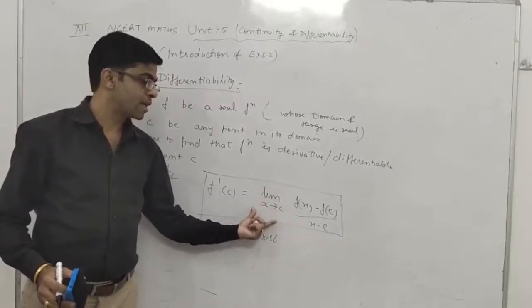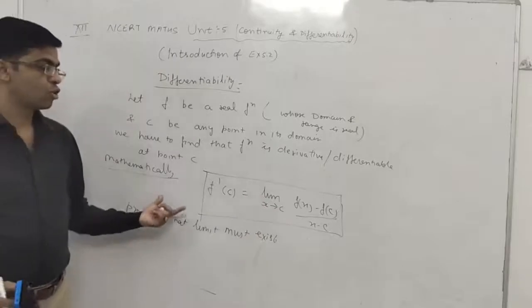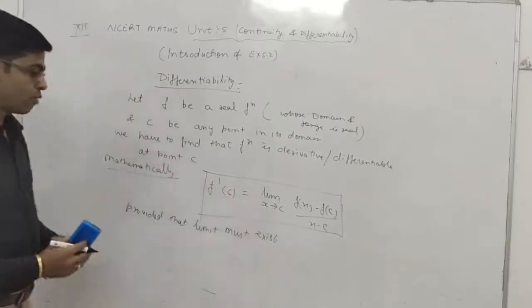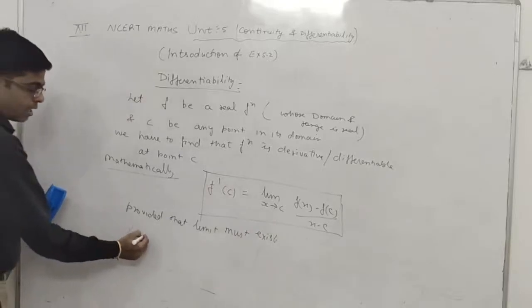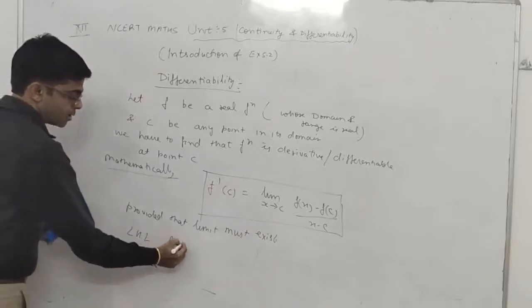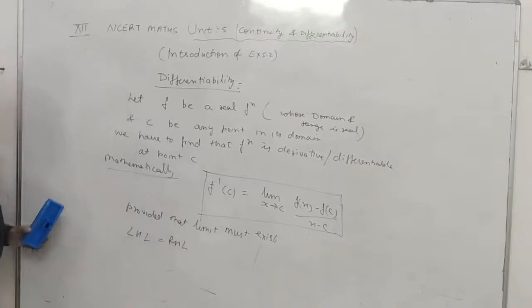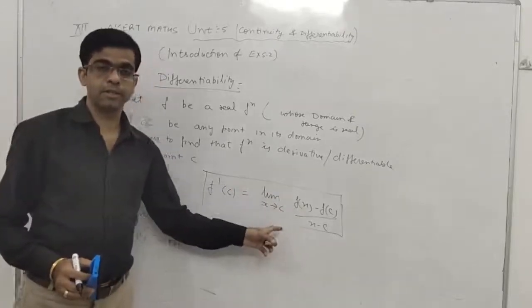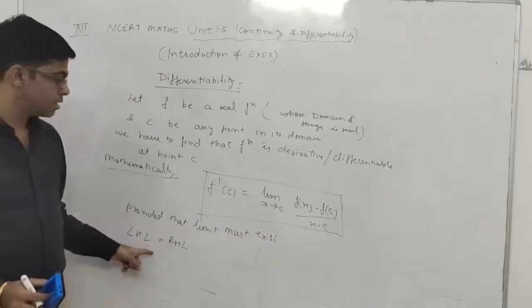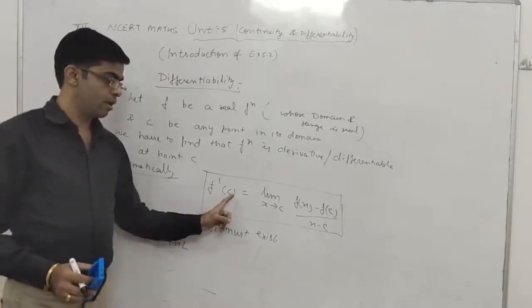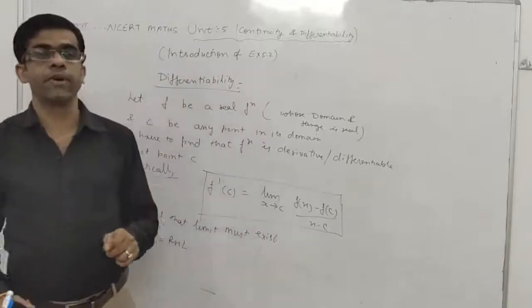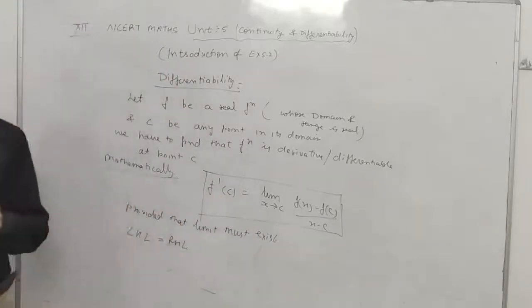So what is the criteria through which we come to know whether the limit exists or not? We have to find LHL and RHL. If both the limits come out the same, we can say that the limit of that function exists. So in this we will study the concept of left hand derivative as well as right hand derivative.